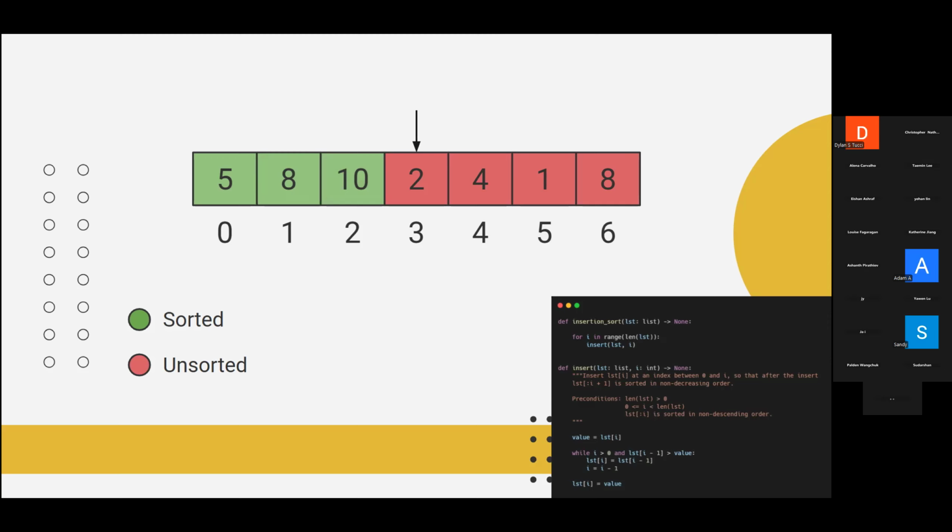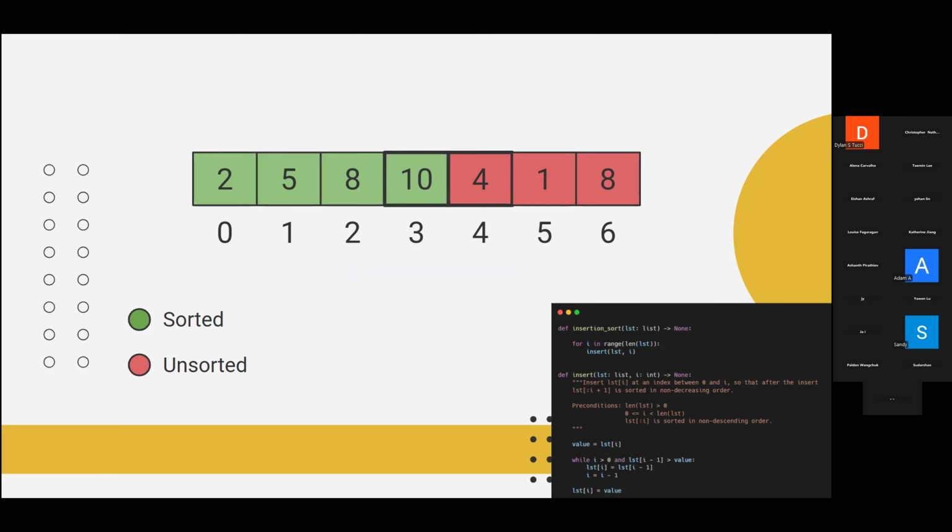And this time, again, we're comparing it to whatever's on the left of it. So we compare it with 10. And notice how 2 is less than 10. So we definitely need to swap because we want this list to be in a non-decreasing order. So we're going to swap. Okay, now we have to compare it to 8, right? We're always comparing it to whatever elements are on the left. And we see that 2 is less than 8, so we need to swap. Okay. Finally, we have to compare it with 5. 2 is less than 5. We swap.